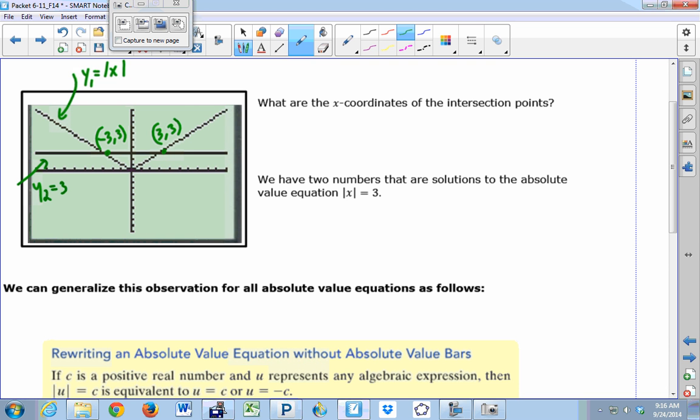So the solutions are the x values. So the x coordinates of these two solutions are negative 3 and positive 3. So that tells us that we have 2 numbers that are solutions to this equation. When you have an absolute value equation like this, you will always have 2 answers because x can be a positive 3 and x can be a negative 3.